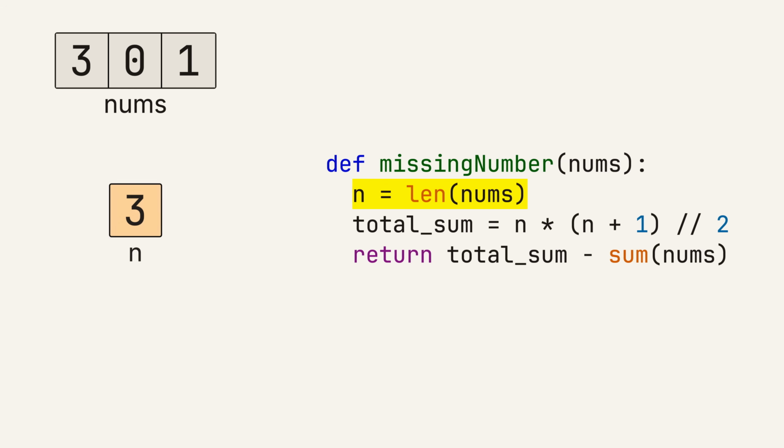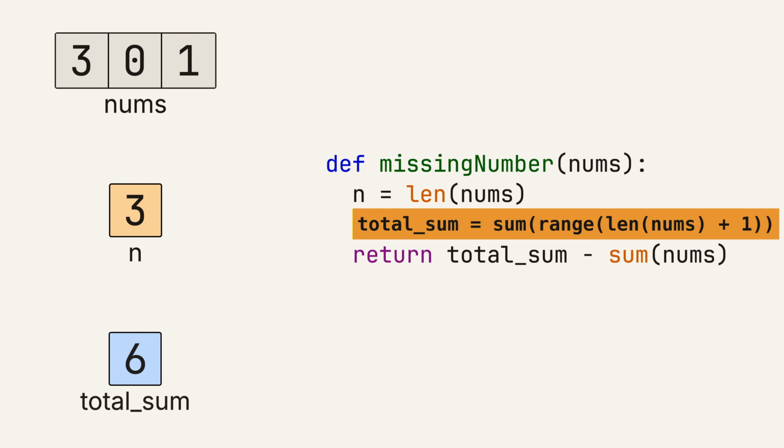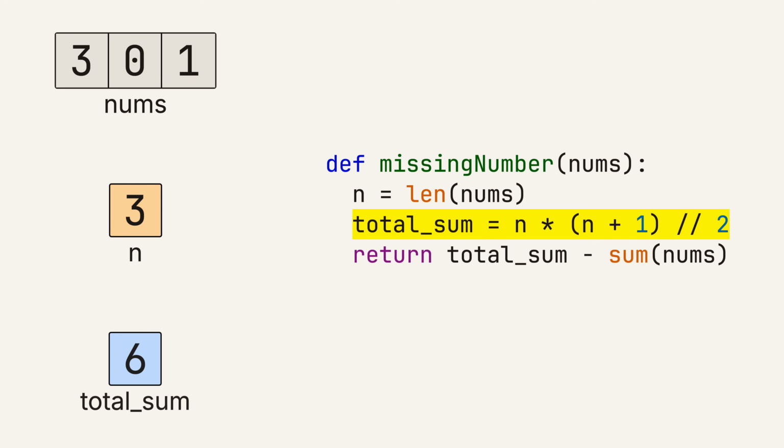If n is the length of nums, then we can actually calculate the sum of the full range using a closed form formula. So 3 times 4 is 12, and 12 floor divided by 2 is 6. You could also do this by just generating all the numbers in the range and adding them up, but this is a small optimization that eliminates one pass of the full range.